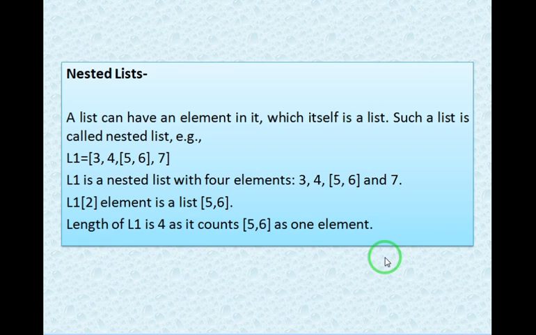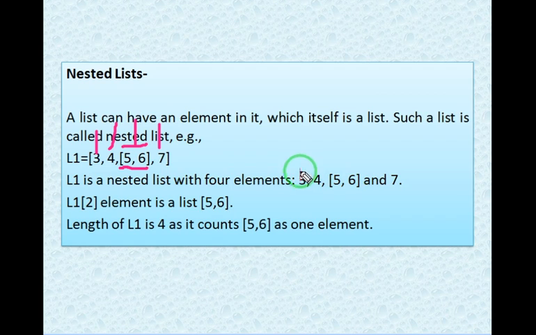Next, what is a nested list? When you place a list inside another list, that is known as a nested list. See here in the example, I have created a list. Inside this list, I have stored one more list. So the total number of elements in this list are 1, 2, this will be treated as 3, and this is your 4. So L1 is a nested list with 4 elements: 3, 4, 5, 6 and 7.